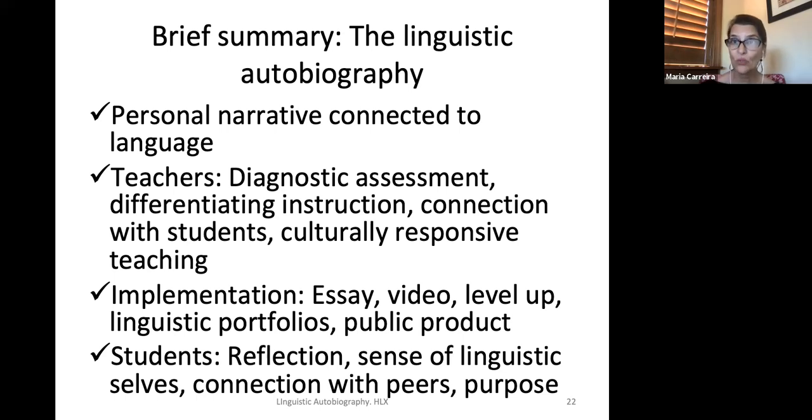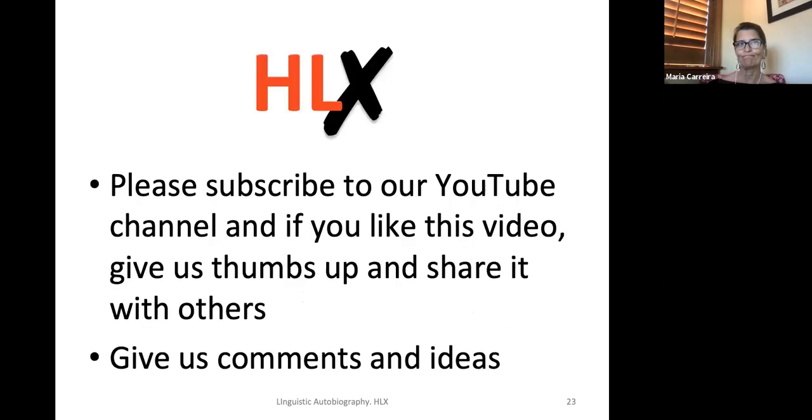In terms of what students get out of it, well, they get to reflect on who they are linguistically and culturally, gain a sense of their linguistic selves, connect with peers, and as we saw in that comment I read to you from Voces, gain a sense of understanding or purpose, why it is so important for them to study their HL. This brings me to the end of this video.